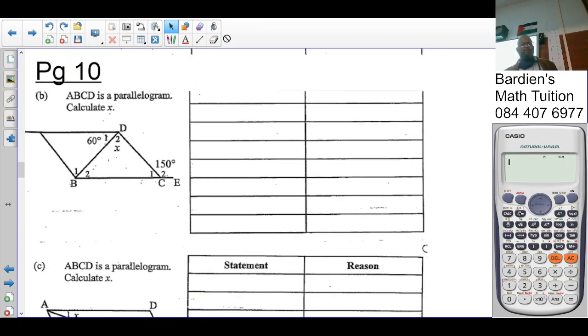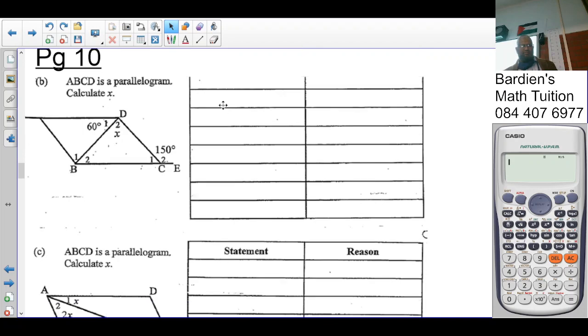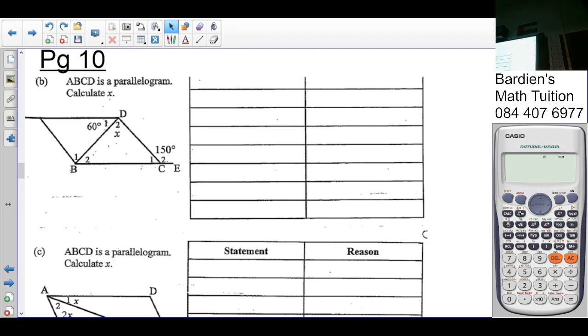So here we are told that ABCD is a parallelogram. At this point, you should have learned all the properties of your parallelogram and all of those things, no? You've got the sheet with all those things on, not so? Right. So ABCD is a parallelogram. The question says calculate x.